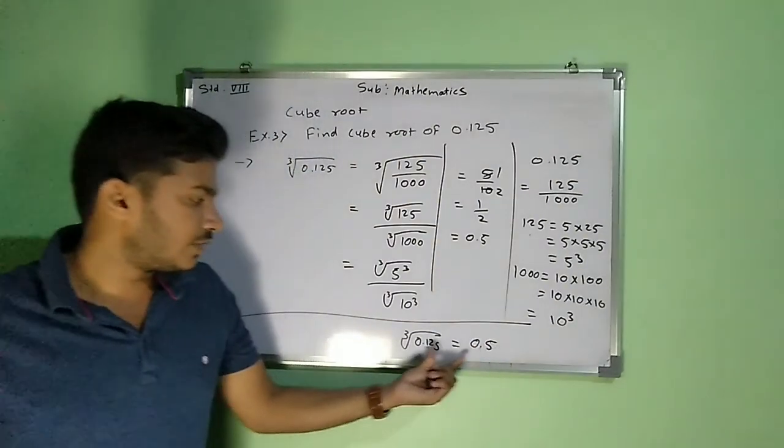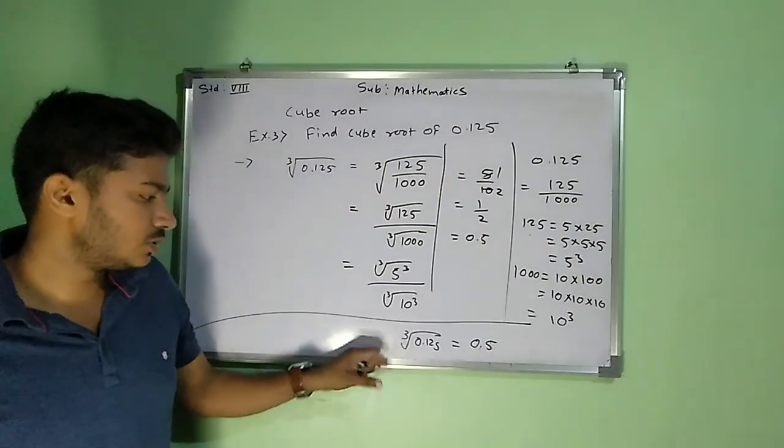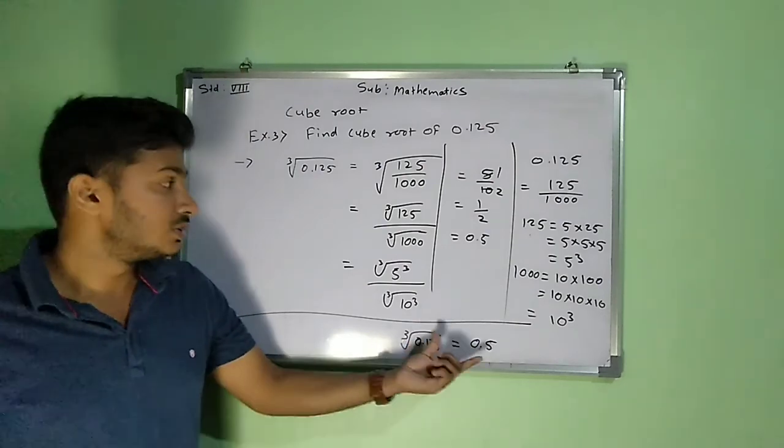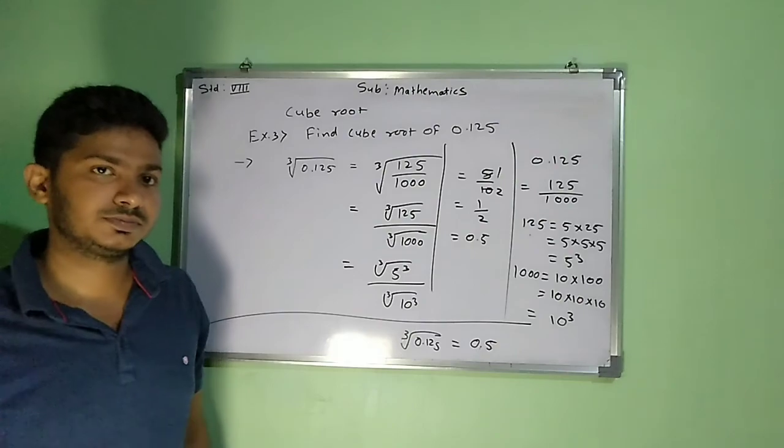So this is how we have to find the values. This is a cube root. So the cube root of 0.125 is equal to 0.5. This is how we have to find the values.